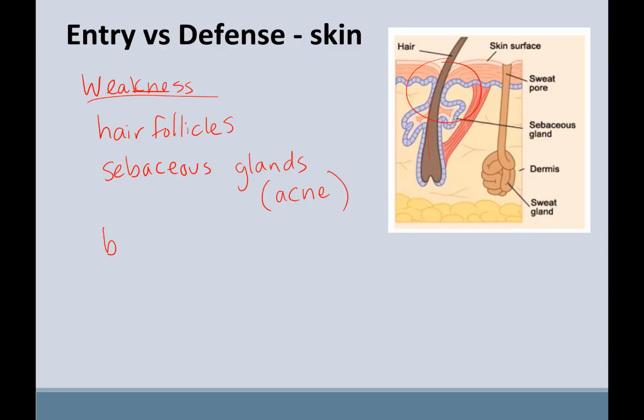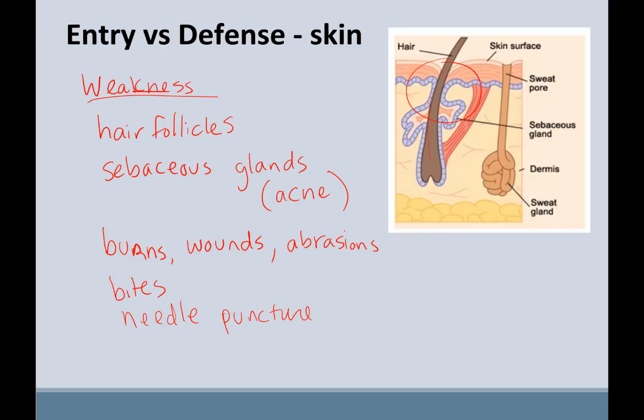Again, if you have burns, wounds, right, scratches, abrasions, or bites from insects, or even needle puncture, every time you break that nice layer of skin, you're potentially letting in pathogens.